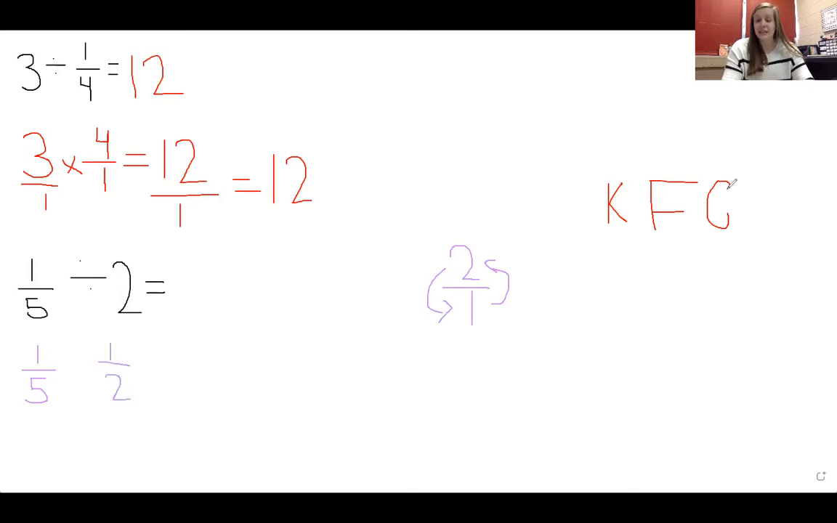And our last letter in our acronym is C, which is to change the division sign to a multiplication sign. And remember, when you multiply fractions, you do top times top and bottom times bottom. So we have 1 times 1 is 1, and 5 times 2 is 10. So your answer is just 1 over 10. So as long as you remember this KFC, it makes your work so much easier. I am going to pull up our assignment from yesterday, and we are going to review it using our new skill of KFC.